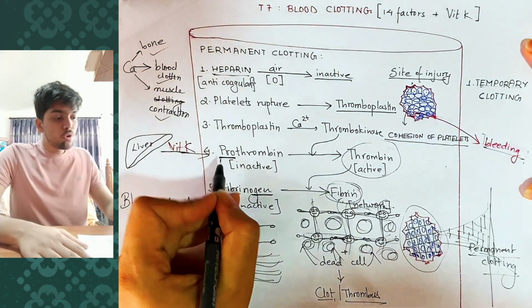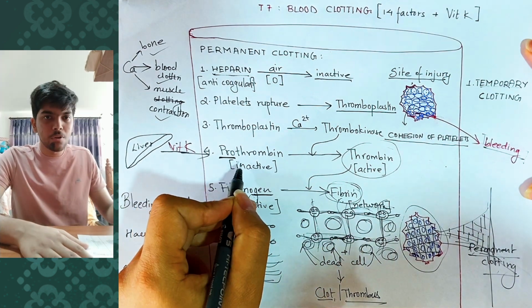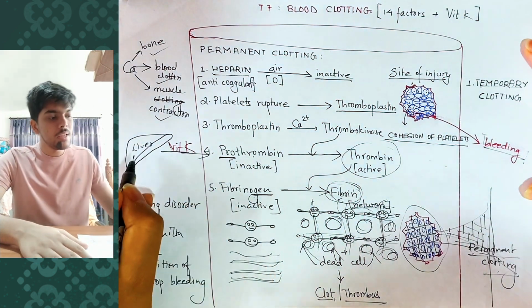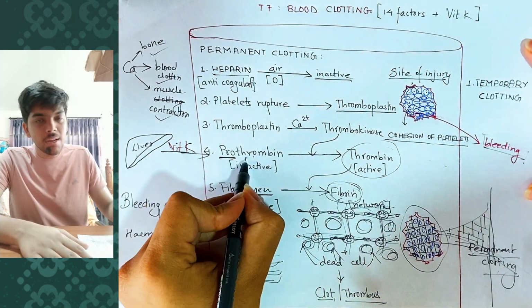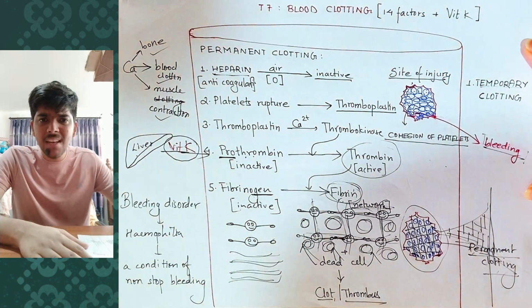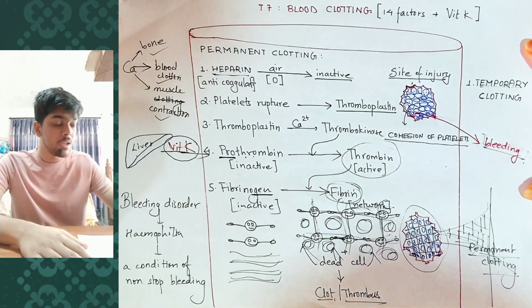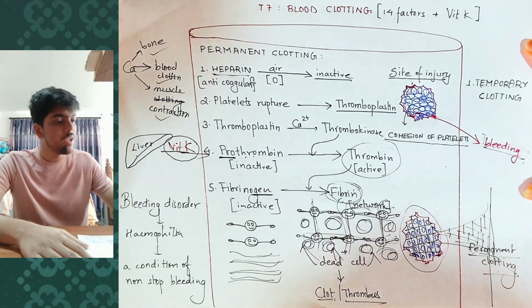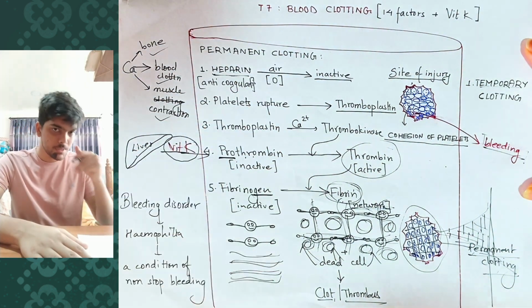Now, prothrombin is an essential clotting protein present inside your blood. This prothrombin is secreted by your liver. For the liver to make and secrete prothrombin, it needs vitamin K. That's why vitamin K is very, very essential for blood clotting. If there is no vitamin K inside your body, the liver won't be able to produce prothrombin and the process of blood clotting won't take place.